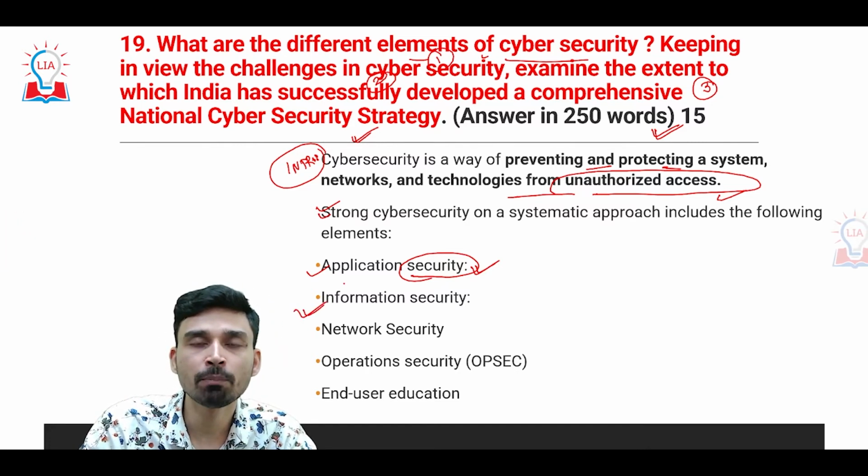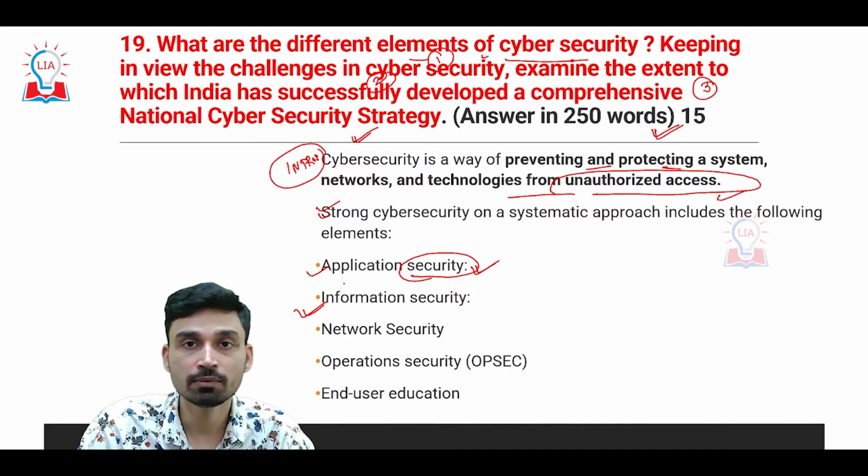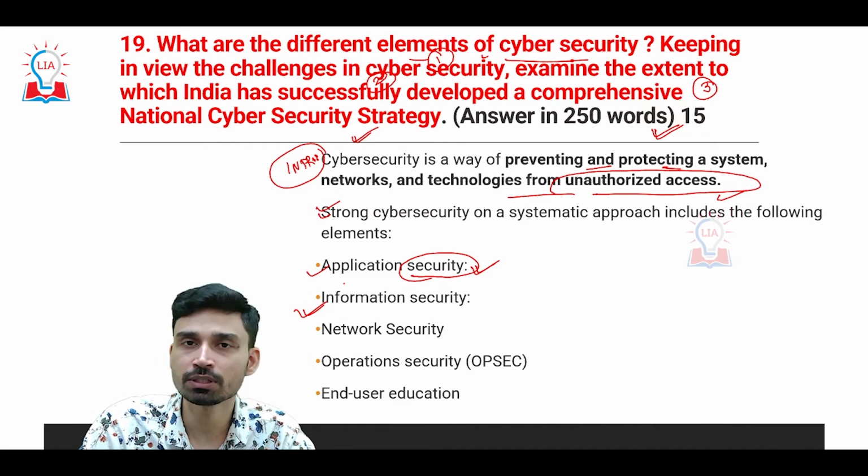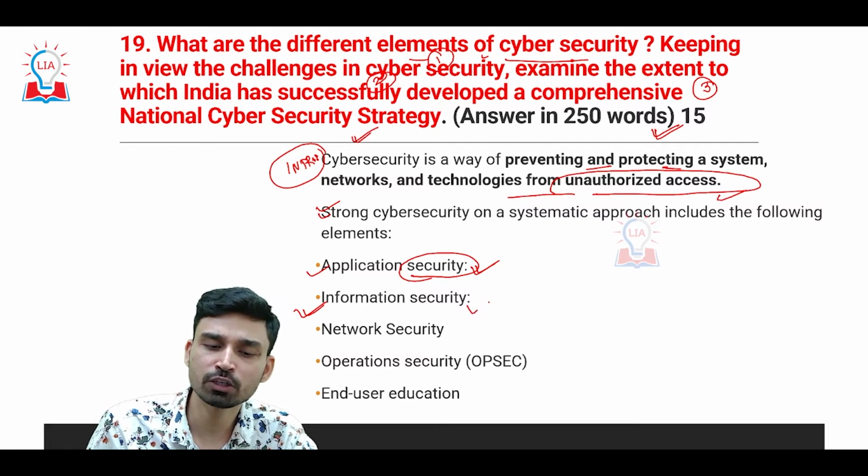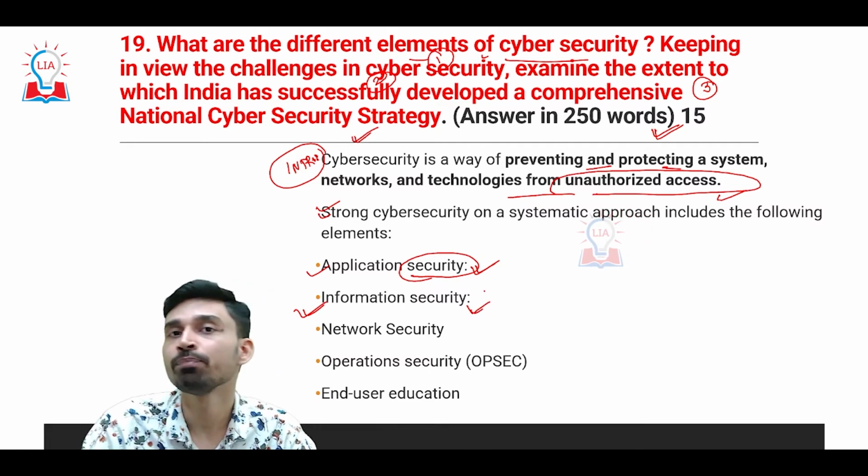Second is ensuring information security. There is a huge amount of data and information flowing through the computer network, through the computer system. Some of these data are very sensitive in nature, such as personal data, financial data, and banking data. So this also has to be secured while it is being transmitted from one system to another.